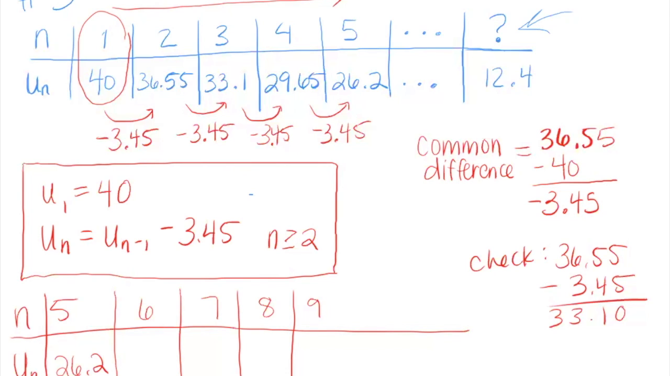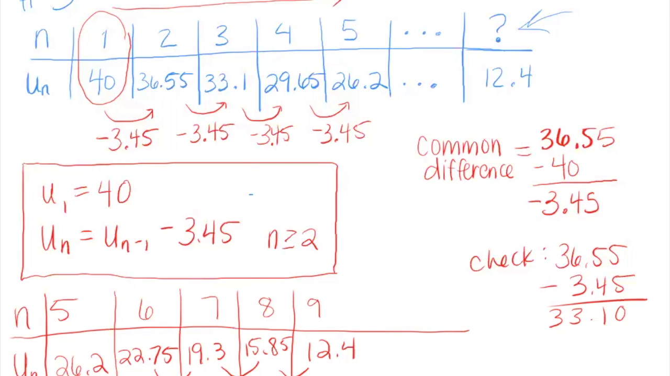So if I continue this pattern, I had 26.2. I subtract 3.45. I get 22.75, and I'm going to continue to subtract. So minus 3.45 again. Notice this pattern doesn't change. I get 19.3. Then we'll subtract 3.45 again. We're getting closer. 15.85. And again, I'll minus 3.45. And finally, I get to 12.4.